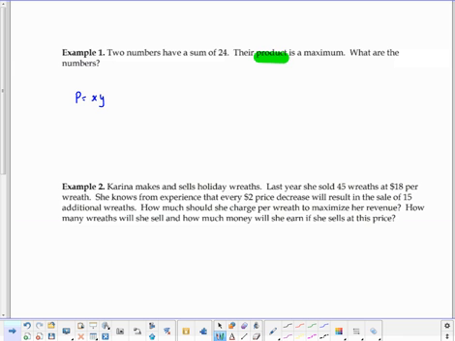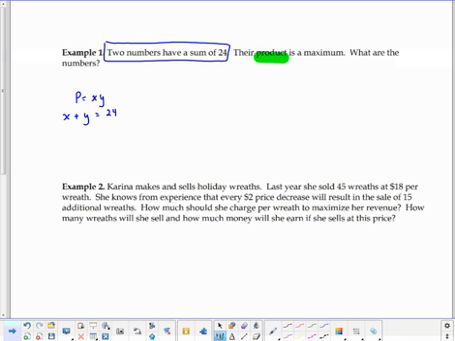Our next step is to eliminate one of those variables. So we need to write x and y in terms of each other. So they tell us that the two numbers have a sum of 24. How can you write that with x and y? X plus y is 24. Okay, but we want to eliminate one of these variables. Let's eliminate the y. So I want to get y by itself.